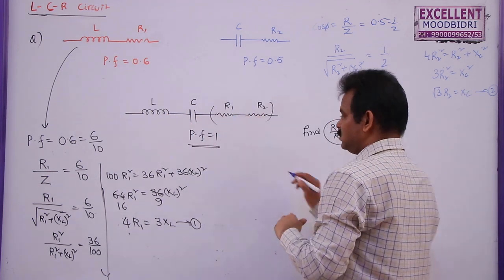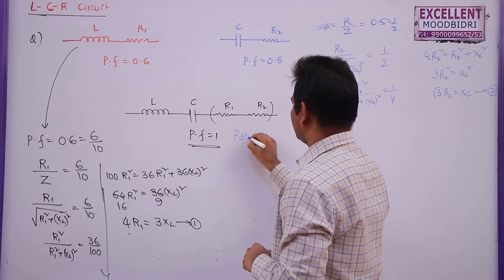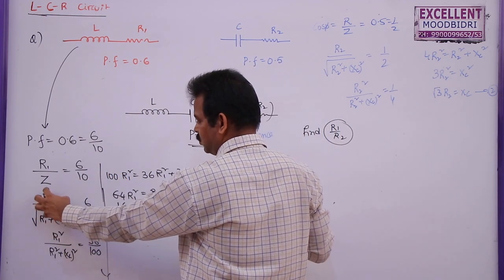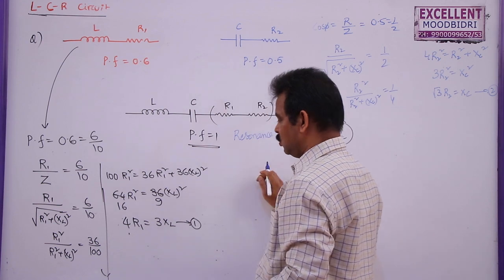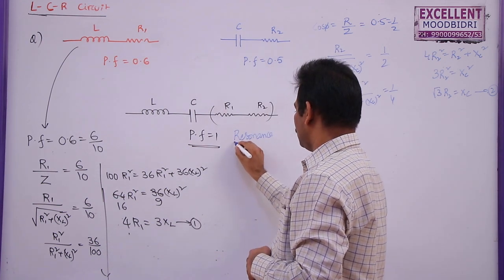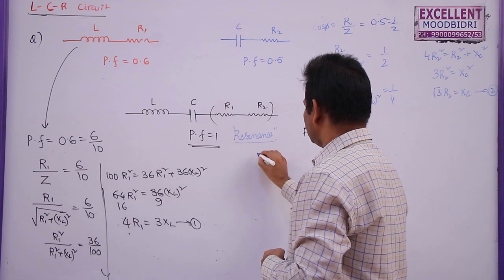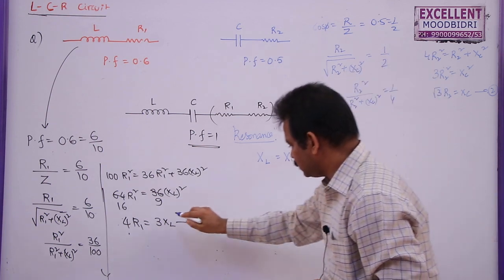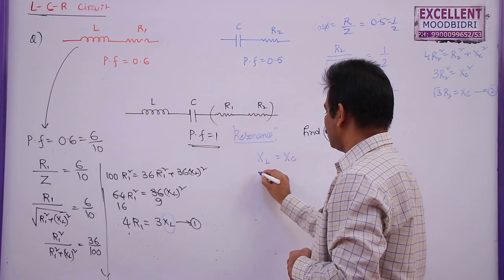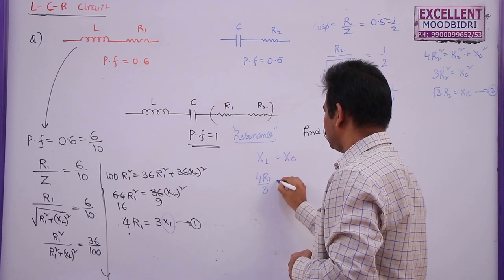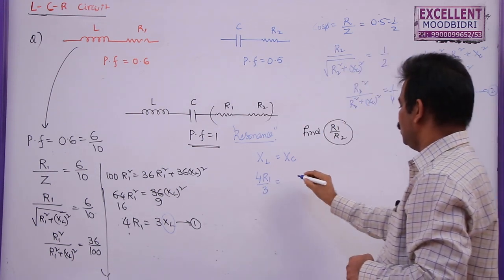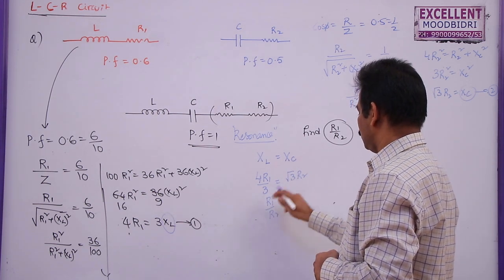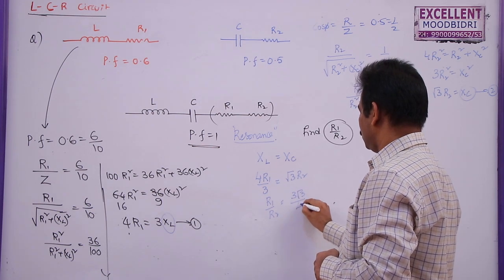In the third case, when these are connected in series, the power factor is 1. The power factor 1 means this circuit is in resonance. Because the power factor value is R by Z, these two must be the same, so the net reactance is 0 here. So this is in resonance. In resonance we can write XL is equal to XC. Here XL is equal to 4R1 by 3, and XC is equal to root 3 R2. So R1 by R2 is equal to, by cross multiplication, 3 root 3 by 4.